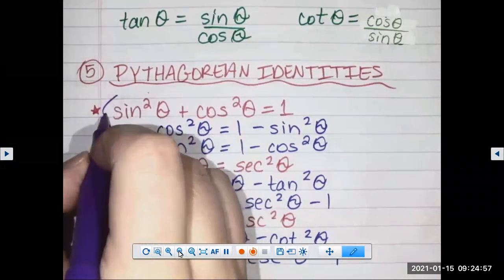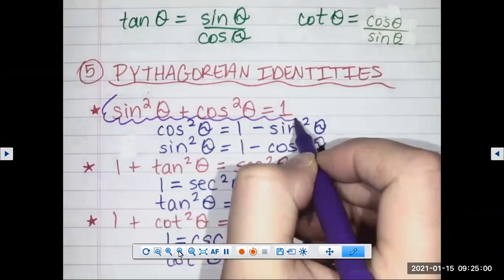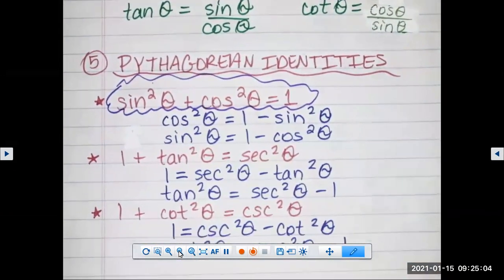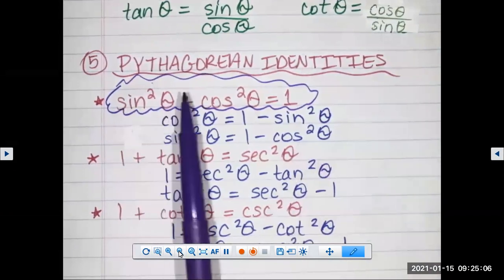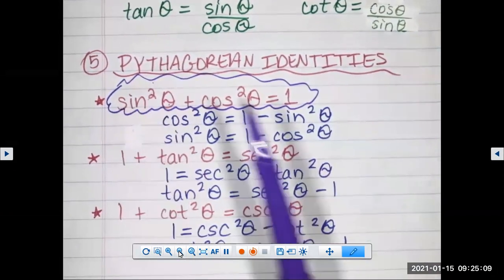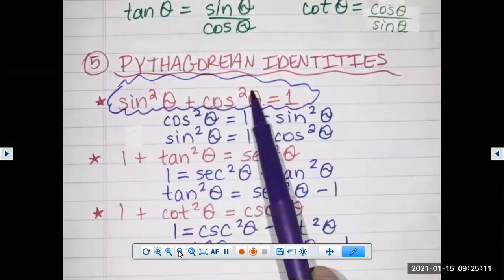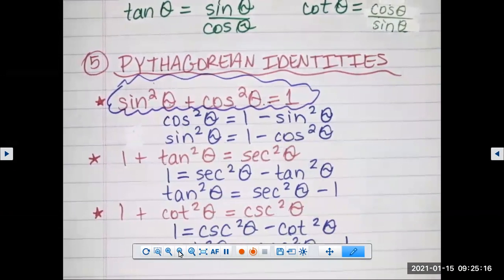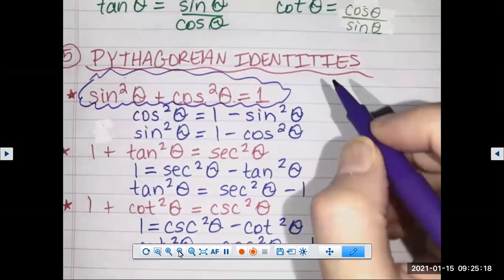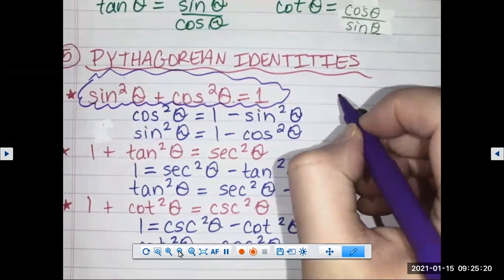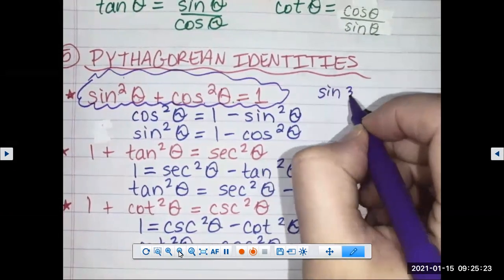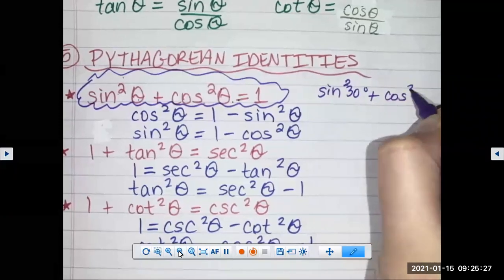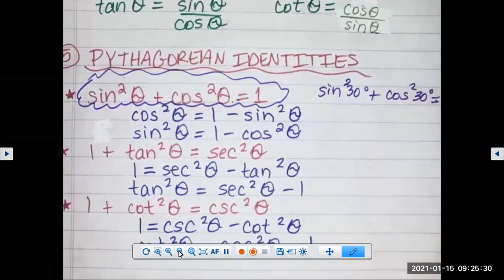This is one of the most profound trig identities that you will see and one of the most widely used. Sine squared theta plus cosine squared theta of the same angle will always equal 1. Always. So if you've got the sine of 30 degrees, which we said is 1/2, and you square that, plus the cosine of 30 degrees, square that, it should come out to equal 1.